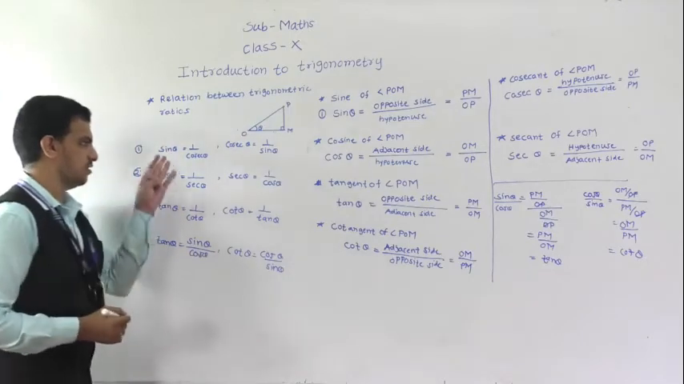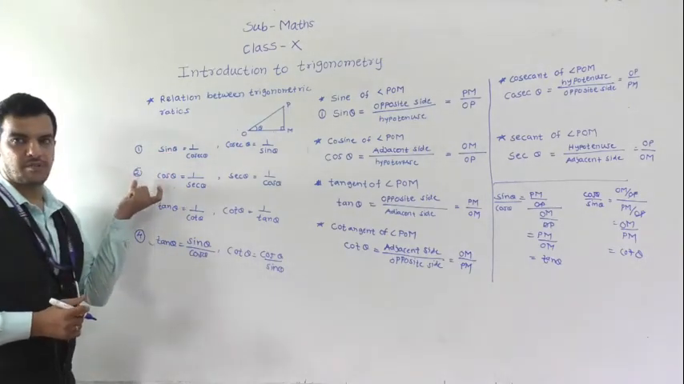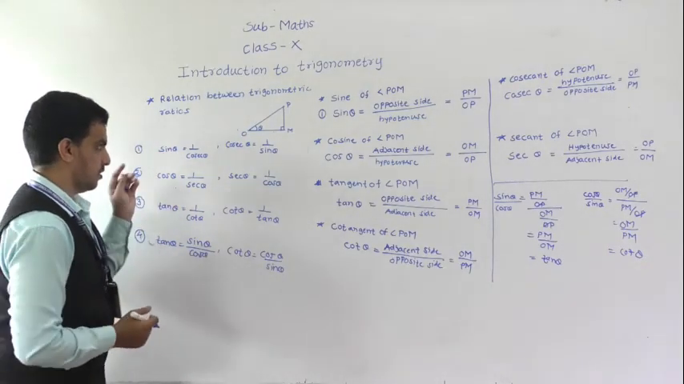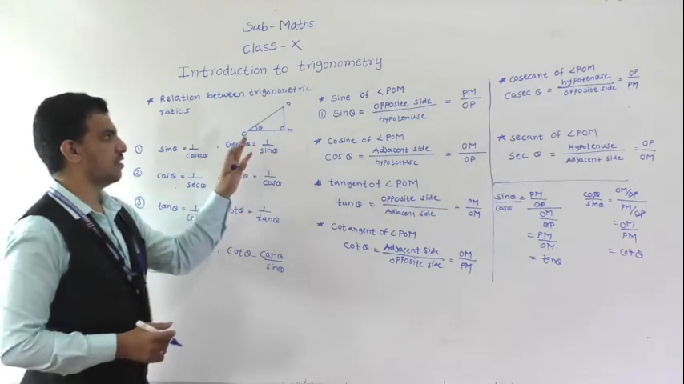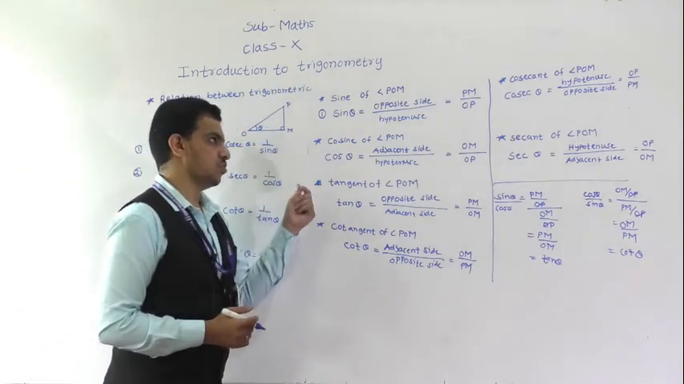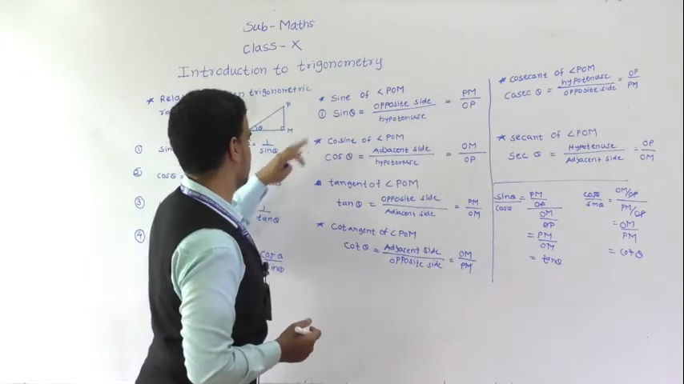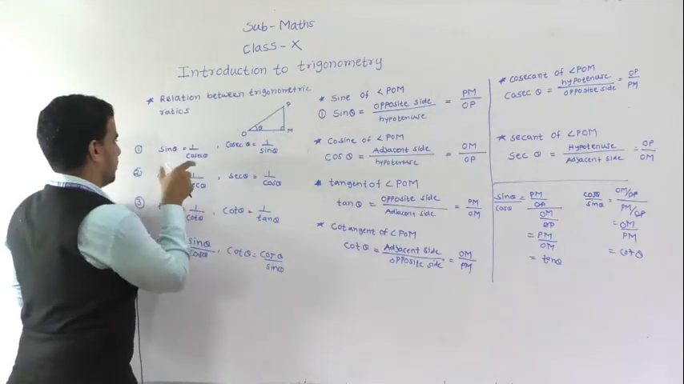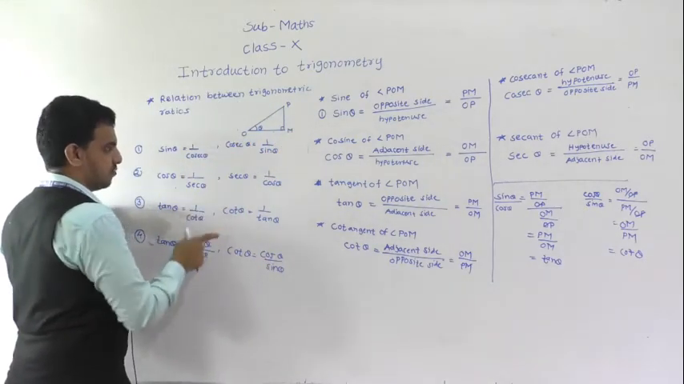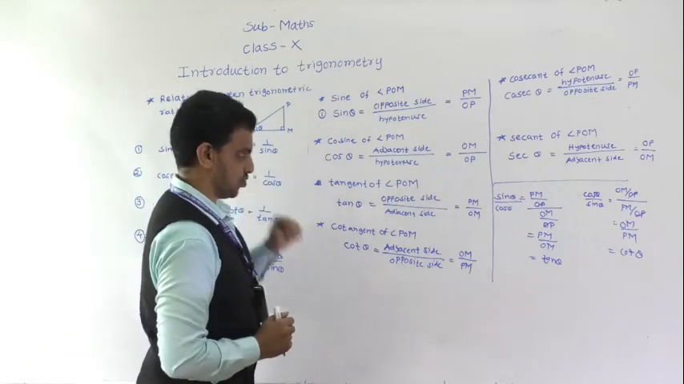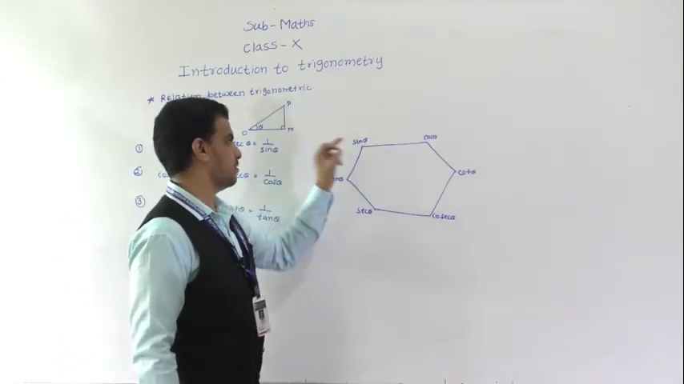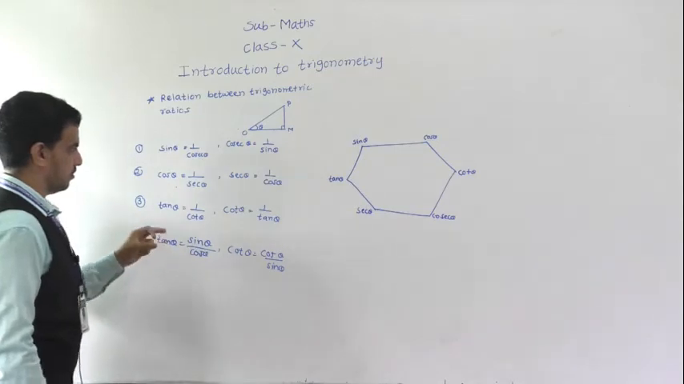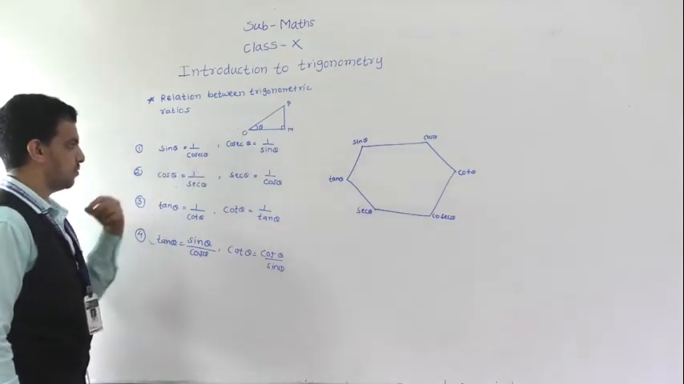Okay, so this is the relation between trigonometric ratios. After that I will give a trick for how to write this, or how to memorize this relation between trigonometric ratios. This is a trick to keep in mind this trigonometric relation between these trigonometric ratios.